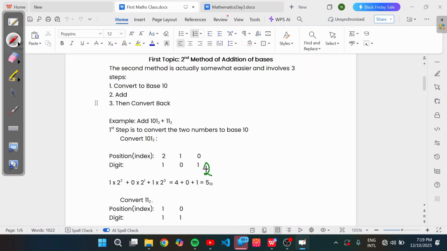One times base 2 to the power of 2. So 1 times base 2 to the power of 2. The next one, 0 times base 2 to the power of 1. Next one, 1 times base 2 to the power of 0. So that's where all of this actually came from. Then our final answer is going to be 5 base 10.